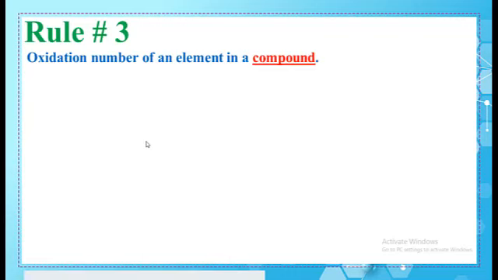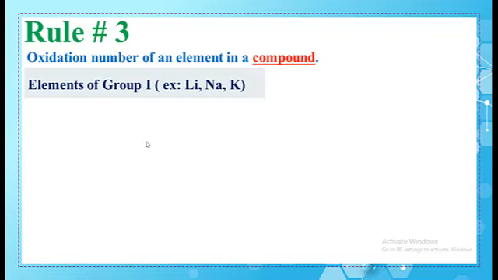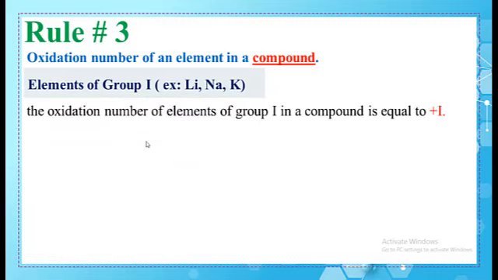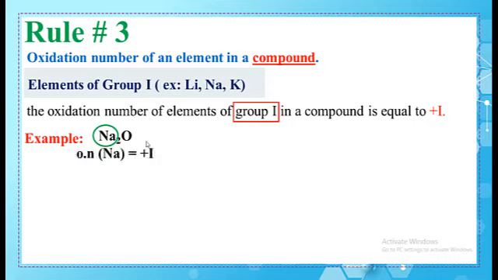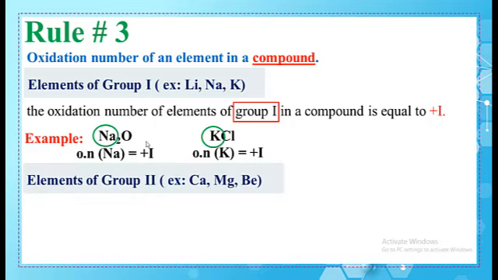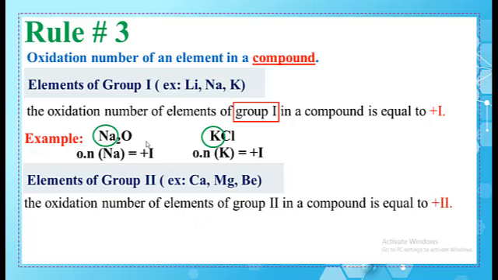Let's continue with rule number 3. The elements of group 1, example Li, Na, and K, their oxidation number in a compound is equal to +1. Example, Na2O: the oxidation number of Na, because it's in group 1, is equal to +1. The oxidation number of K in KCl compound, because it's in group 1, is equal to +1. Now, elements of group 2, example Ca, Mg, and Be, the oxidation number of these elements in a compound is equal to +2.